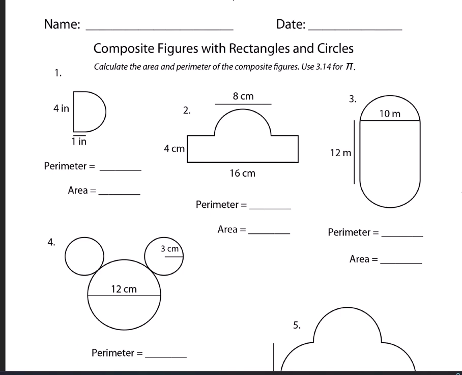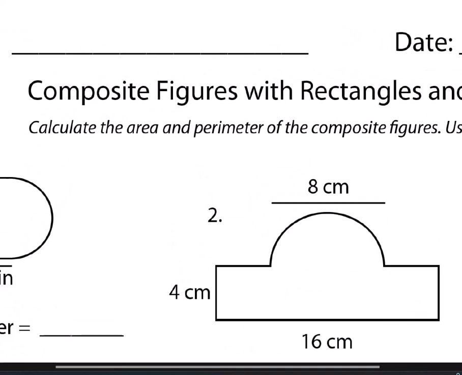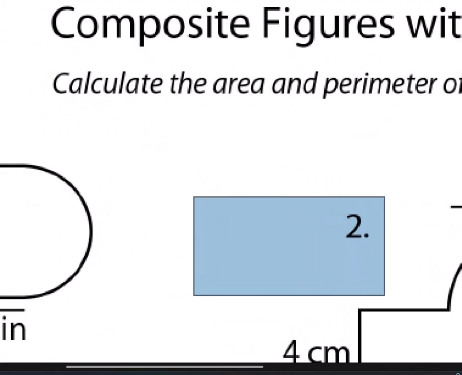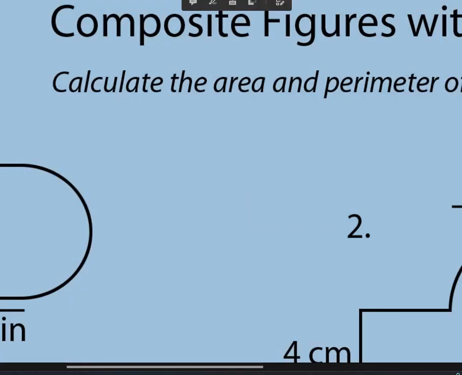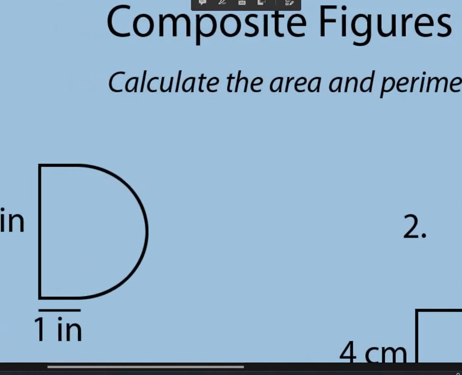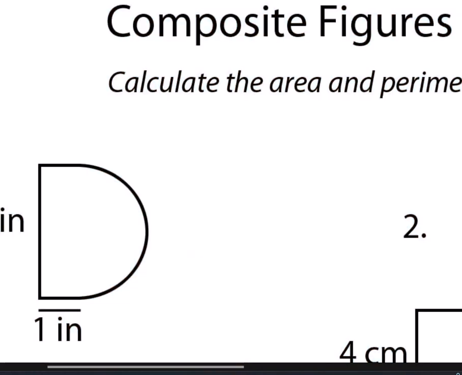Okay, composite figures give a lot of people a lot of trouble, and you just need to be careful when you look at them. You have to determine a few things. So first you have to determine what geometric figures do I have, and then also what fraction of those figures do I have, and which sides of it do I have. Okay, so we're going to start with this semicircle right here.